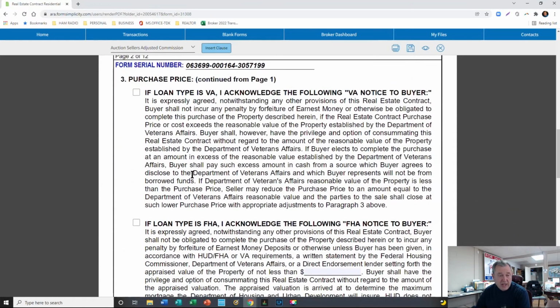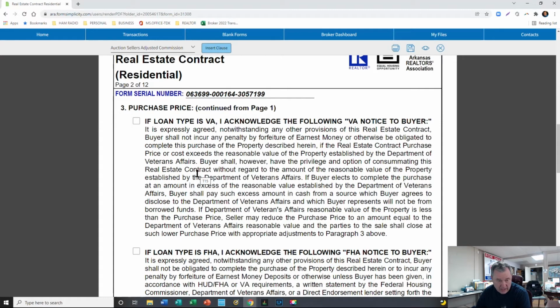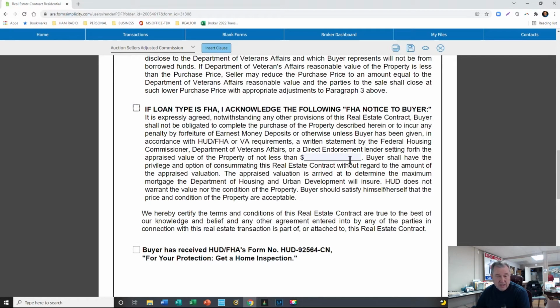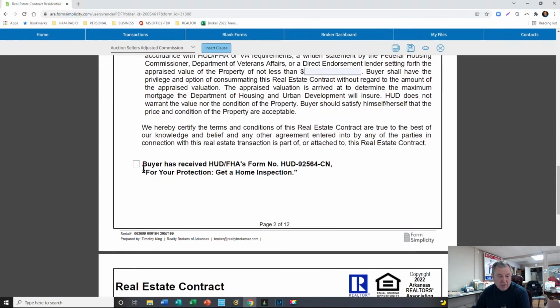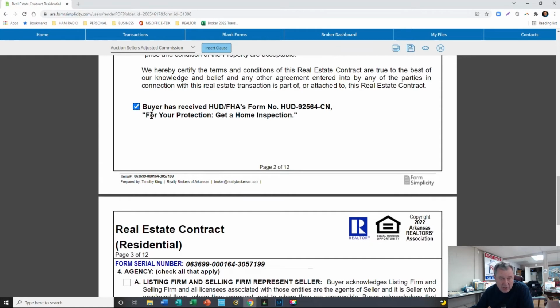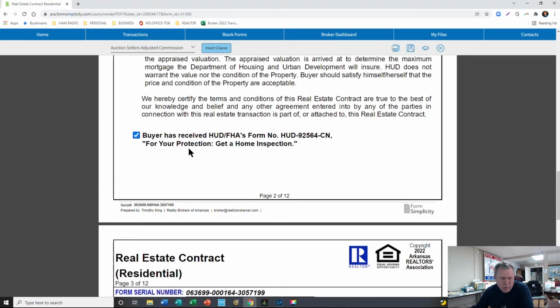call them. The next thing on page 2 is if a loan is a VA loan, you would click this or not. If it's not, if it's FHA, you would click this and you would put in the purchase price here, in this slot here. Almost always click this, even if it's not FHA, and somebody's going to send them, for your protection, to get a home inspection. It's one of our forms in our real estate contracts. It's easy to click on and get signed at the same time you get the real estate contract signed. Always, for your protection, get a home inspection. I use it. This brokerage uses it, whether it's FHA or not.